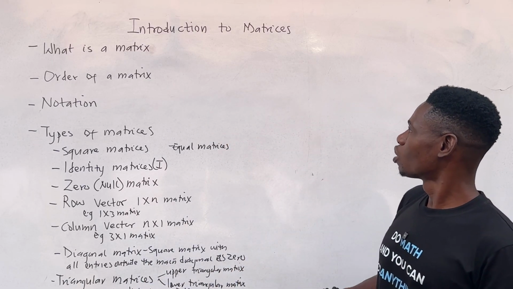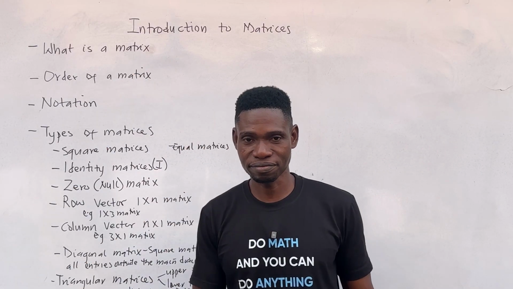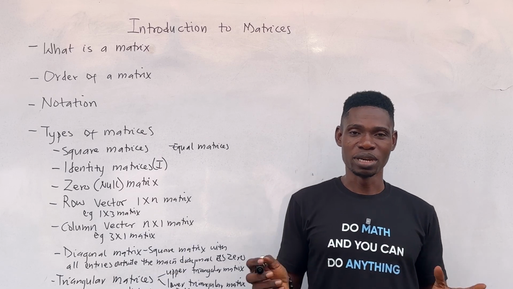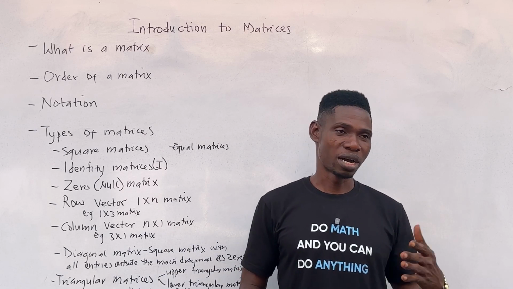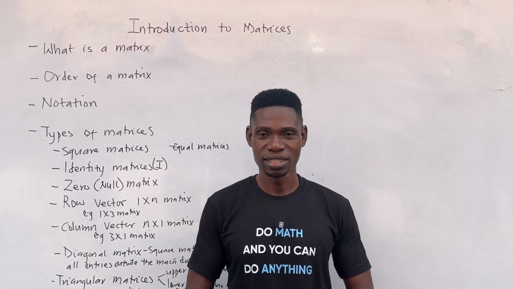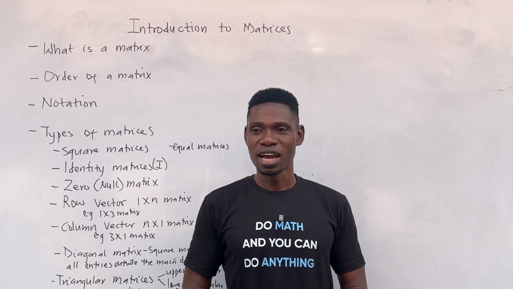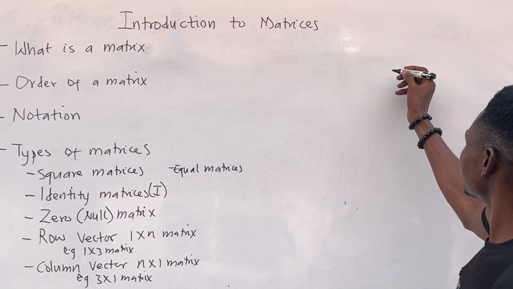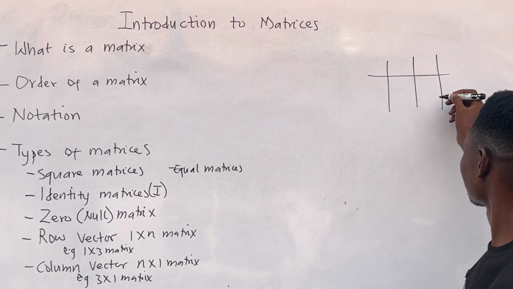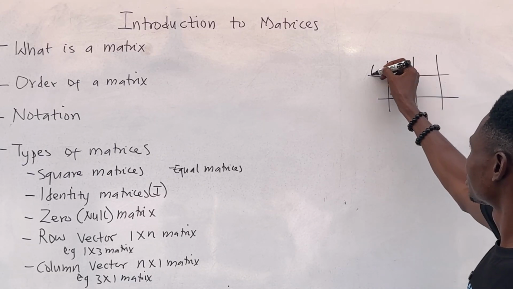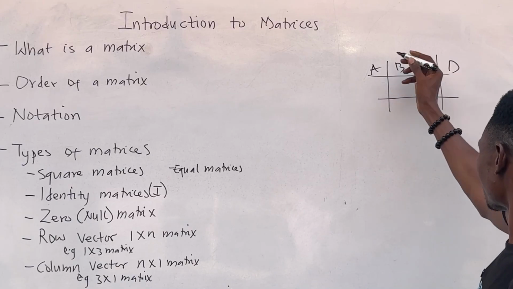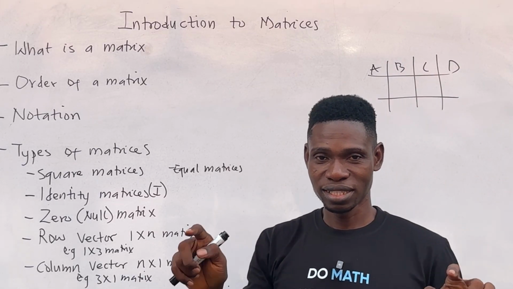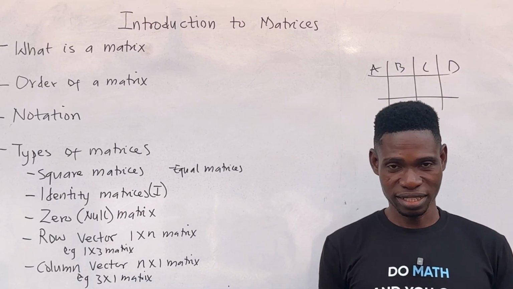So the first question will be, what is a matrix? So a matrix is simply a rectangular arrangement of elements, numbers, say complex and real numbers. If you have ever used a spreadsheet, you would have seen a table like this of arrangement, let's say A, B, C, D, and so on. So this kind of arrangement is what a matrix is.